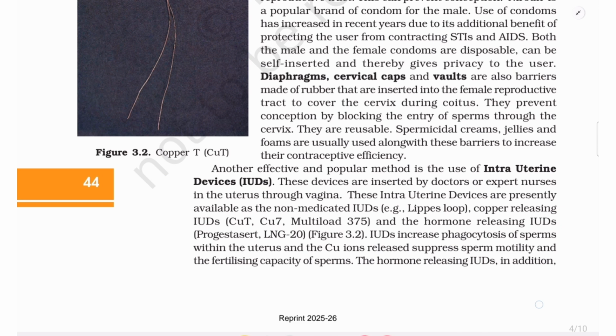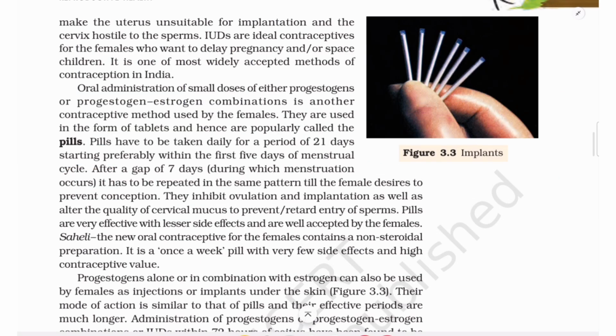IUDs increase phagocytosis of sperms within the uterus, and the copper ions released suppress sperm motility and the fertilizing capacity of sperms. The hormone releasing IUDs, in addition, make the uterus unsuitable for implantation and the cervix hostile to the sperms. IUDs are ideal contraceptives for females who want to delay pregnancy and/or space children. It is one of the most widely accepted methods of contraception in India.